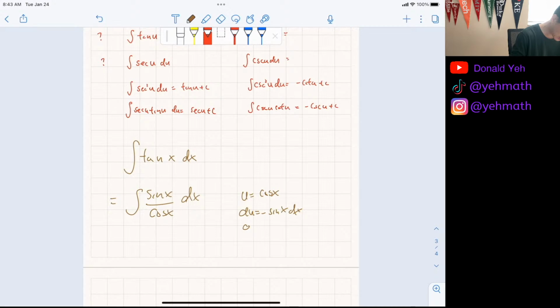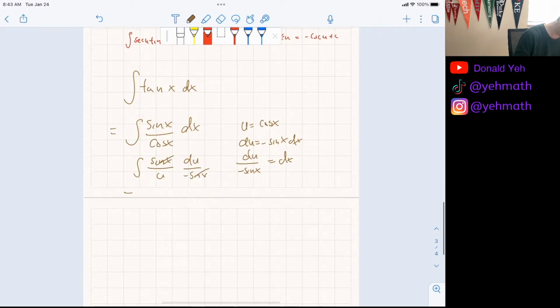If you see du over negative sine of x dx, the sine of x would cancel out. Your goal is to cancel that out. So du over negative sine of x, and the sine of x cancels out. So it'd be negative natural log of cosine of x plus c. So we figured out one of them, which is nice, and it's something you already know how to do. I don't need to teach you.